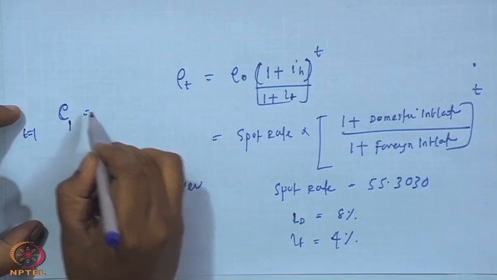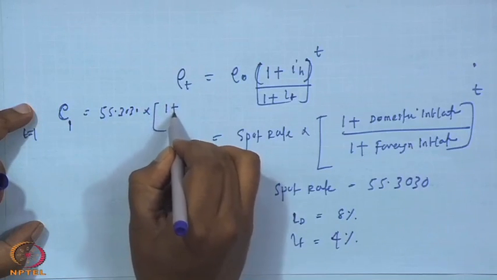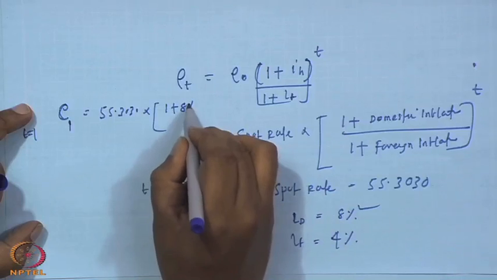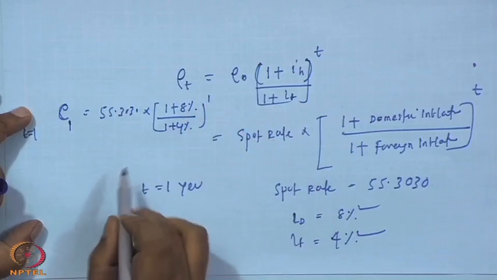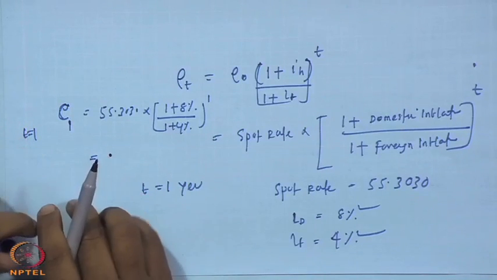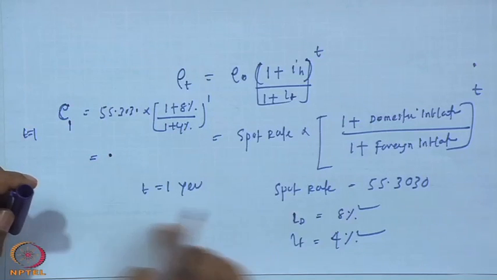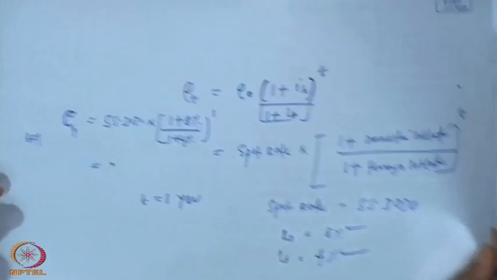So, E1 is equal to the current spot 55.3030 into 1 plus domestic inflation of 8%, divided by 1 plus foreign inflation of 4%, to the power 1. This will give us what will be the equilibrium exchange rate between US dollar and Indian rupee after 1 year, because the inflation in India is 8% and inflation in US is 4%. What does it mean here? Whenever domestic inflation is higher than foreign inflation, the domestic supply of money will be higher, and this leads to depreciation of the domestic currency.